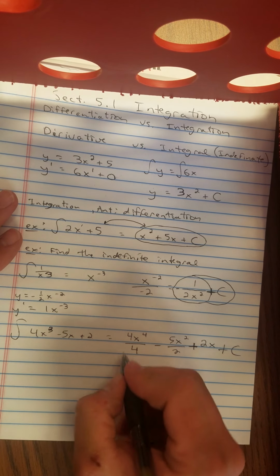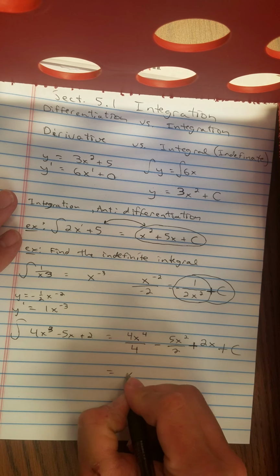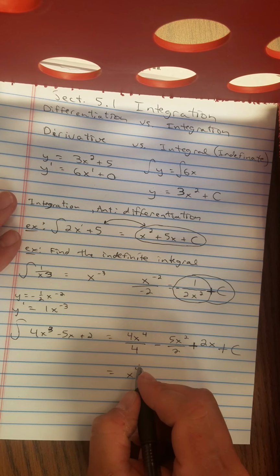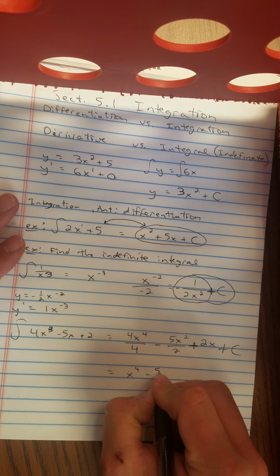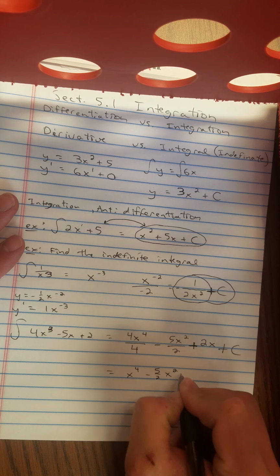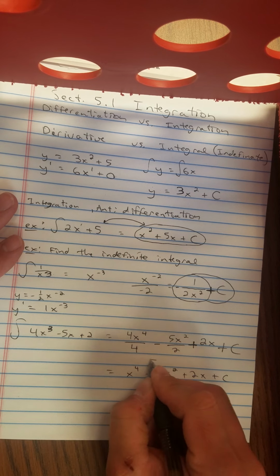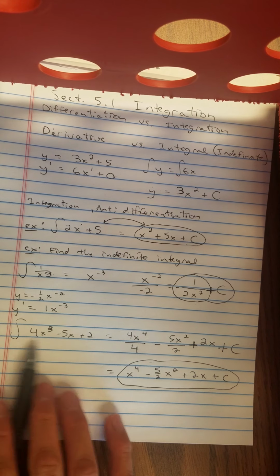All right, let me clean this up here. What do the 4's do? The 4's cancel perfectly. You're left with x to the fourth. Here, this does not clean up nicely, so you can just leave it as minus 5 halves x squared plus 2x plus c. There is your antiderivative, or your indefinite integral from this function.